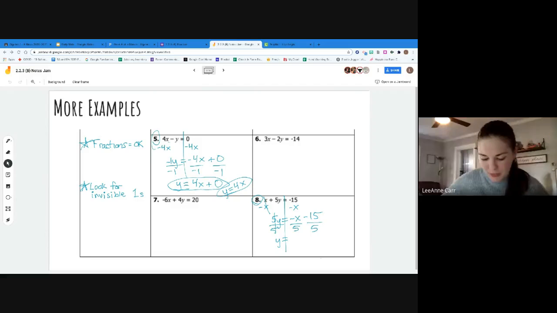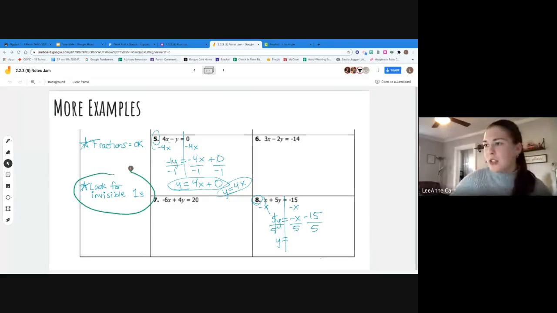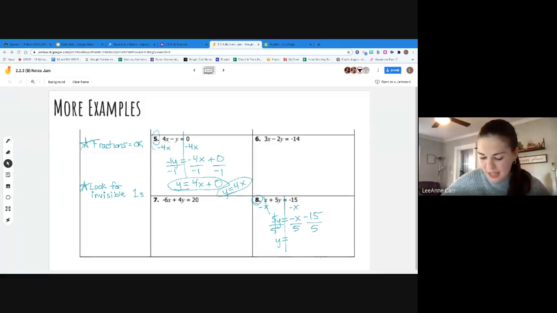Absolutely. If we go back over here in our margin, I reminded you guys to look for your invisible ones. So, in front of that x, there is an invisible 1. And we know that 5 doesn't go into 1. If you do negative 1 divided by 5, you're going to get a really gross decimal. So, instead of typing a decimal, we're just going to leave it a fraction. Negative 1/5 x. And then 15 divided by 5 gives me 3. Boom.